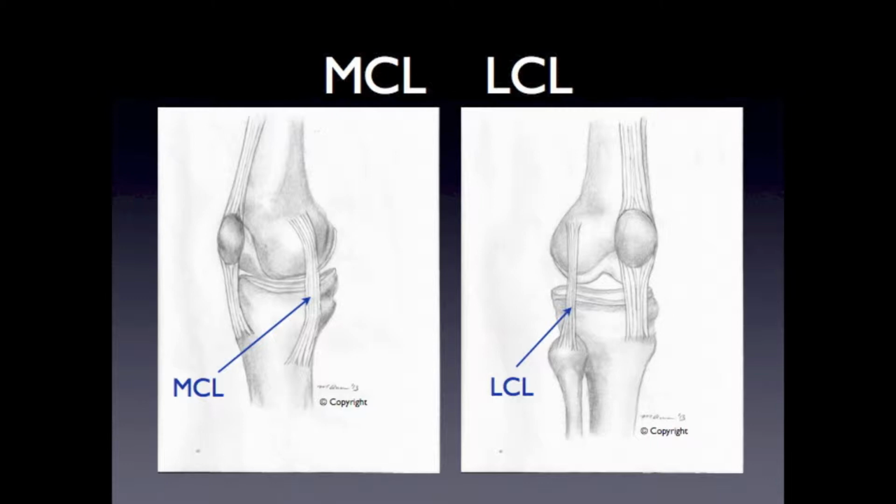The MCL is a flat, broad ligament that is stronger than the LCL. The LCL is rounder and narrower, more like a pencil. The MCL needs to be able to withstand stronger forces because it is easier for the knee to be hit from the outside, producing a valgus stress. The contralateral leg helps protect the LCL from injury.